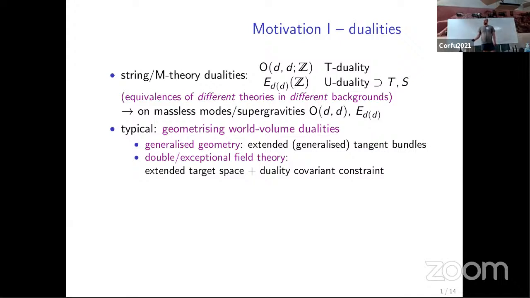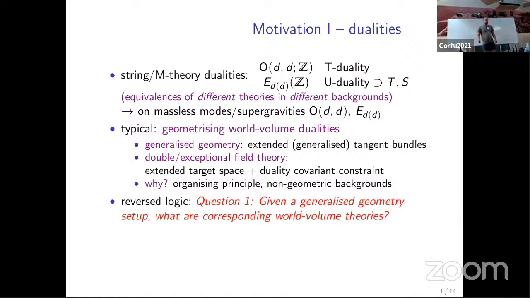And yeah, so this extended field theory is basically that we extend, and then we have a duality covariant constraint which restricts us again to our wished-for space-time dimension. So this is what one typically does. This is a very well-established setup. And now I would like to go in the opposite direction.